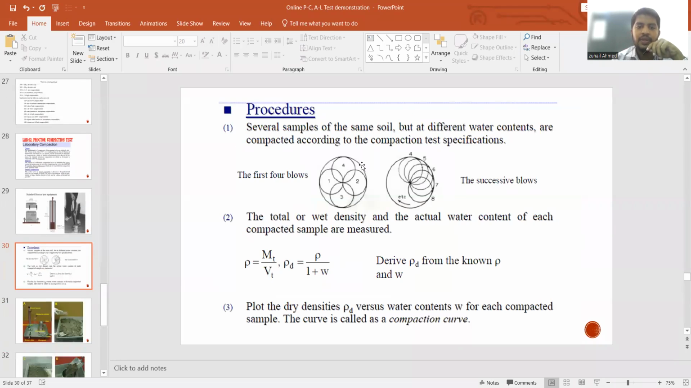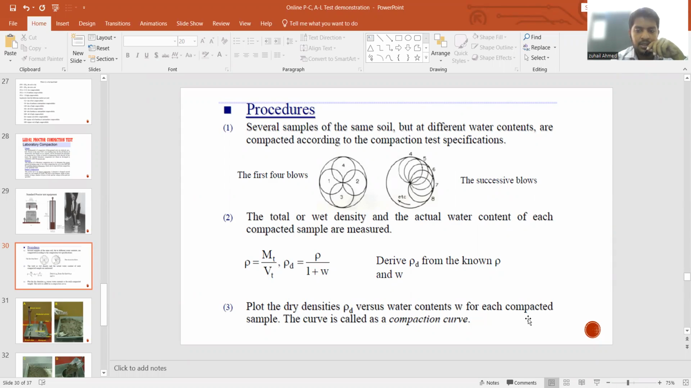Here is the procedure when you are applying the loading arrangement. You start like this. The first 4 blows should be like this: 1, 2, 3, 4. After that, 5, 6, 7. This is the successive blows arrangement, and you want to consider this when applying the load. Then you plot the graph of dry density versus water content.